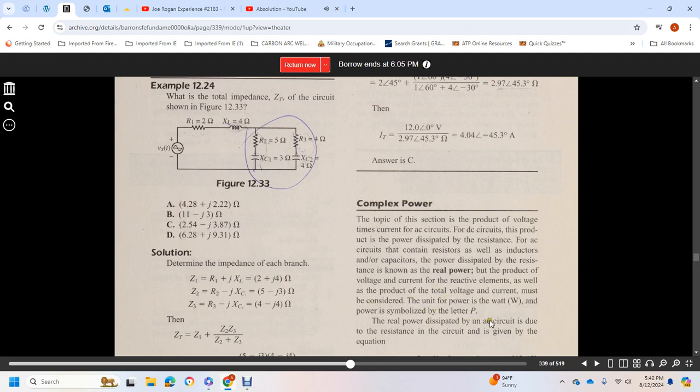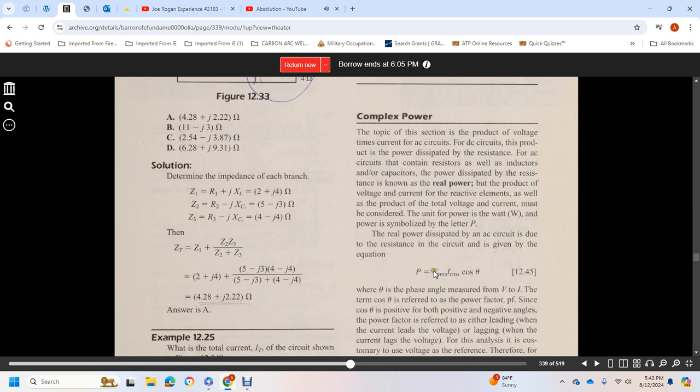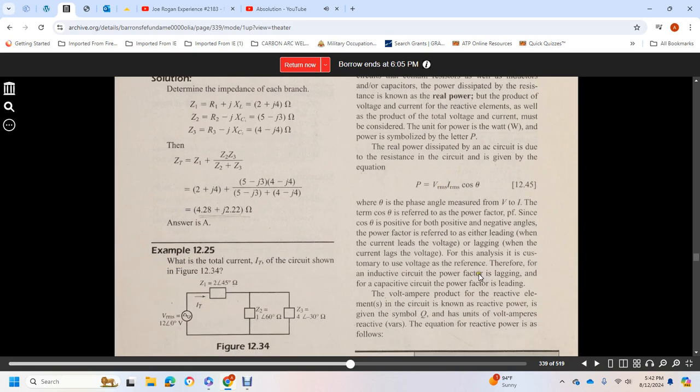The real power dissipated in the circuit due to the resistance is given by the equation: power is equal to the root mean squared voltage times the root mean squared current times the cosine of the phase angle measured between V and I. The term cosine of the angle is referred to as the power factor, since cosine is positive for both positive and negative angles. Power factor is referred to as either leading, when the current leads the voltage, or lagging, when the current lags the voltage. For analysis we customarily use the voltage as reference. Therefore an inductive circuit's power factor is lagging, and for a capacitive circuit the power factor is leading.